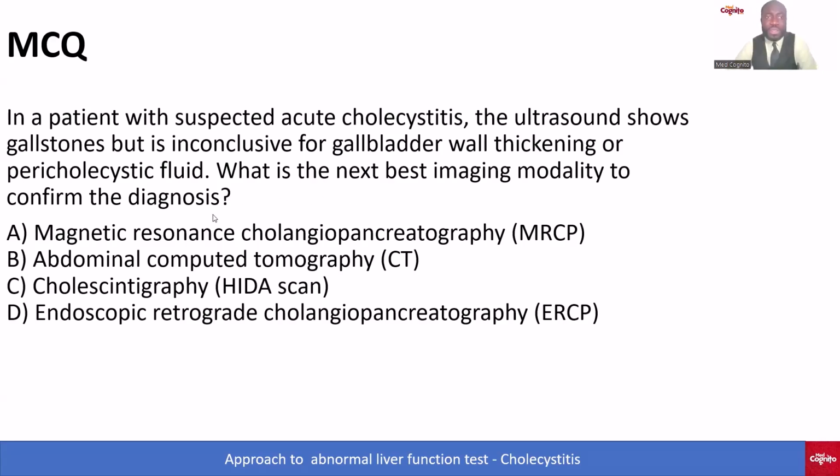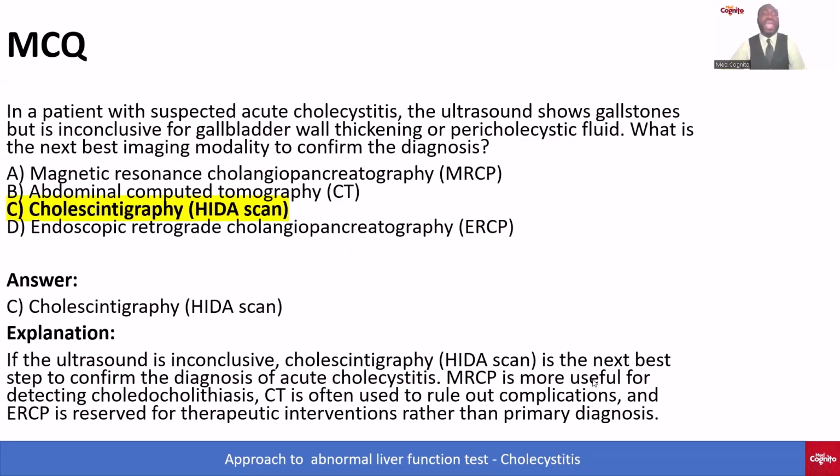That's the question. So are you going for MRCP? Are you going for abdominal CT? Are you going for cholescintigraphy? Or are you going to go for endoscopic retrograde cholangiopancreatography? Which one are you going to go for? And the answer is a HIDA scan.